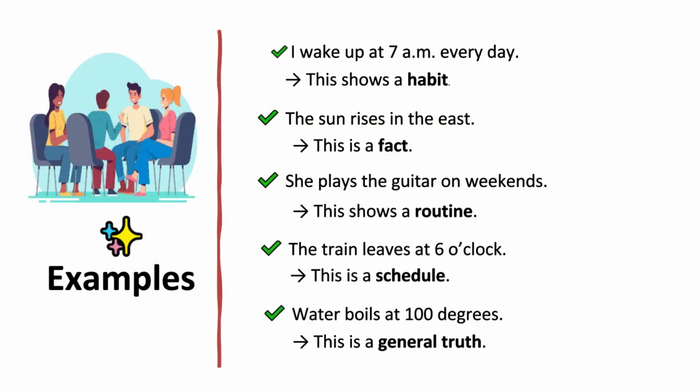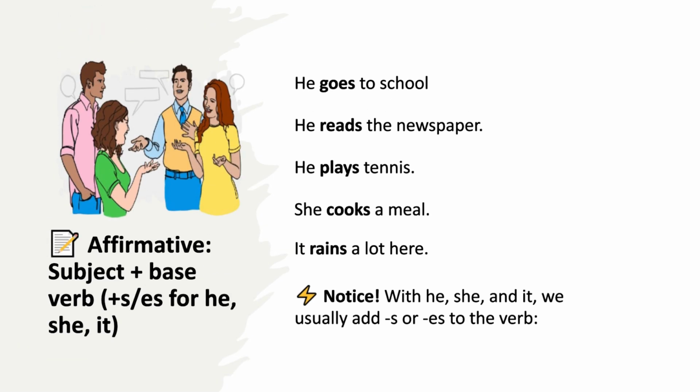Now let's check out the examples. I wake up at 7 a.m. every day. This shows a habit. The sun rises in the east. This is a fact. She plays the guitar on weekends. This shows a routine. The train leaves at 6 o'clock. This is a schedule. Water boils at 100 degrees. This is a universal truth.